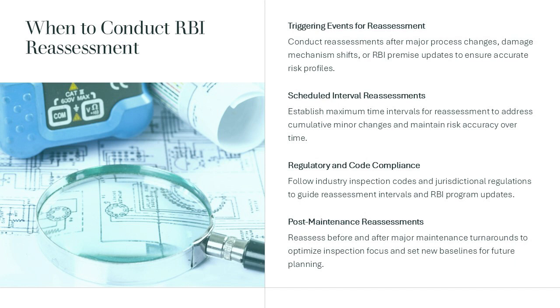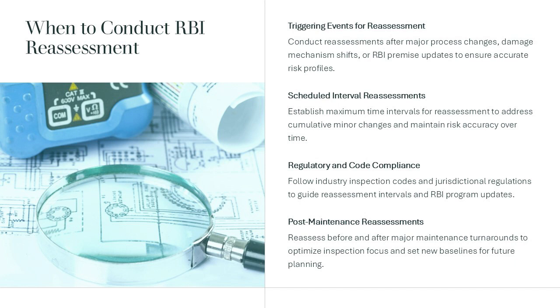RBI reassessments should be conducted after significant changes that may alter the risk profile of equipment or units. Qualified personnel should evaluate major process deviations, changes in damage mechanisms, or shifts in RBI premises to determine whether reassessment is warranted. Even in the absence of major changes, organizations should establish maximum time intervals for reassessment to address the cumulative effect of smaller changes. Industry inspection codes and jurisdictional regulations often provide guidance on reassessment intervals, and these should be reviewed and applied as part of the RBI program.